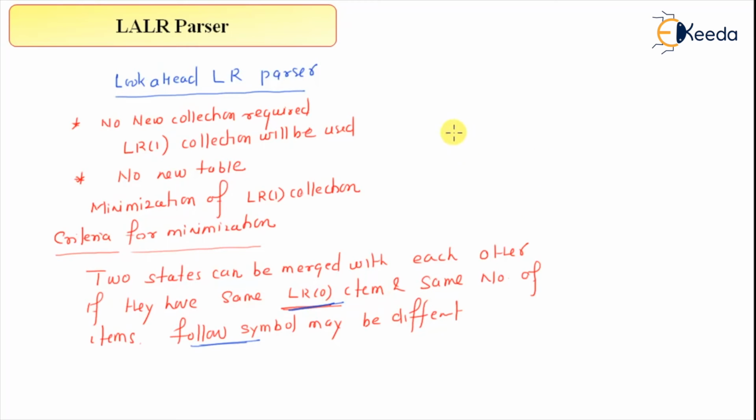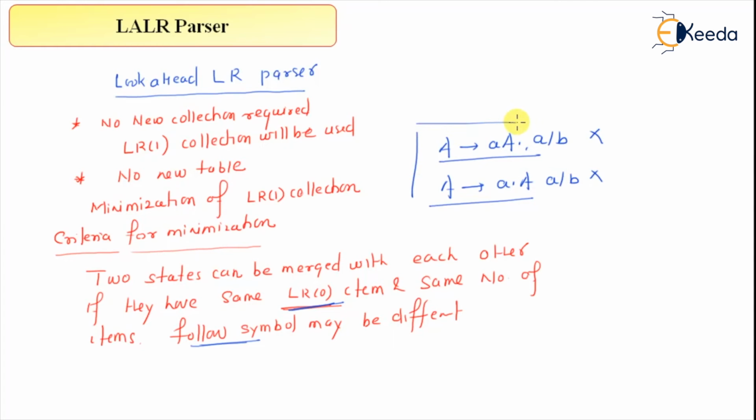Now if a state consists of A derives small a capital A dot, followed by A or B, and another state A derives A dot A followed by, let's say, A or B, can I merge these two states? The answer is no, we cannot merge. The reason is that these are not the same LR0 item. LR0 item means I'm talking explicitly about this part, not the follow part, only this part. So it should be the same.